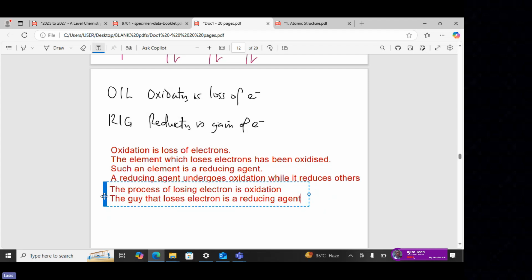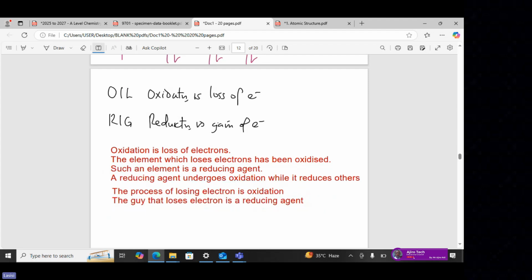So the other one also holds. You can now say reduction is the gain of electron. The element which gains electron has been reduced. Such an element is an oxidizing agent. An oxidizing agent undergoes reduction while it oxidizes others.